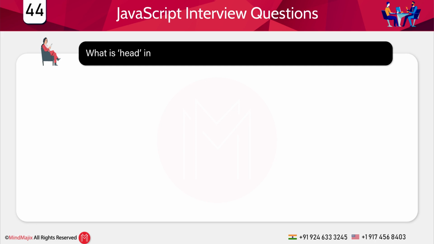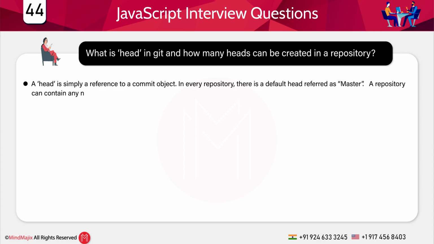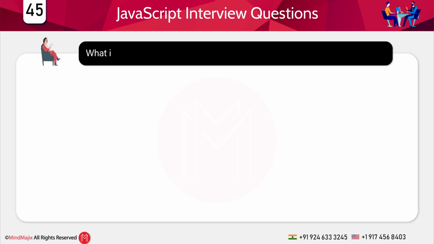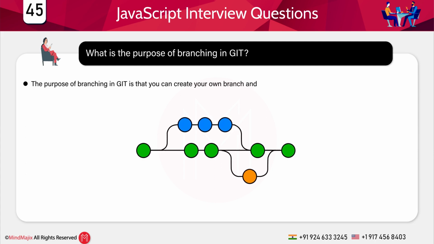What is head in Git and how many heads can be created in a repository? A head is simply a reference to a commit object. In every repository there is a default head referred to as master. A repository can contain any number of heads. What is the purpose of branching in Git? You can create your own branch and jump between these branches. It will allow you to go back to your previous work while keeping your recent work intact.